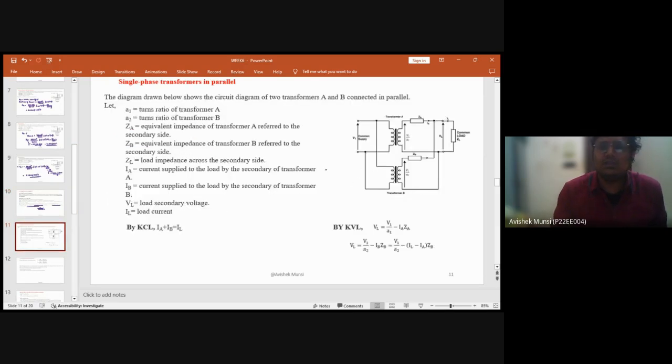So this is the connection. You can see that the primary sides of the transformers are connected and are on the supply side. The secondary sides are connected and are on the load side. So this is the parallel connection of transformers. Suppose A1 is the turns ratio of transformer A and A2 is the turns ratio of transformer B. The equivalent impedance is ZA for transformer A and ZB for transformer B. The load impedance across the secondary is ZL.